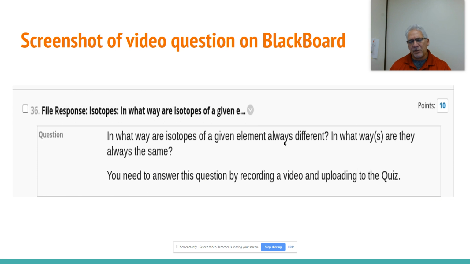This is a typical question that I will post on Blackboard. This is question number 36. My quizzes and tests will always have 30-something questions, but one of the questions will be 10 points and the rest will be one point. Most of the questions will be multiple choice, a few questions will be free response, and only one in every test.